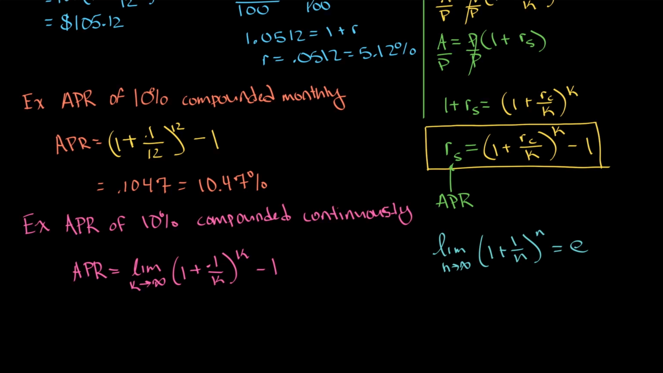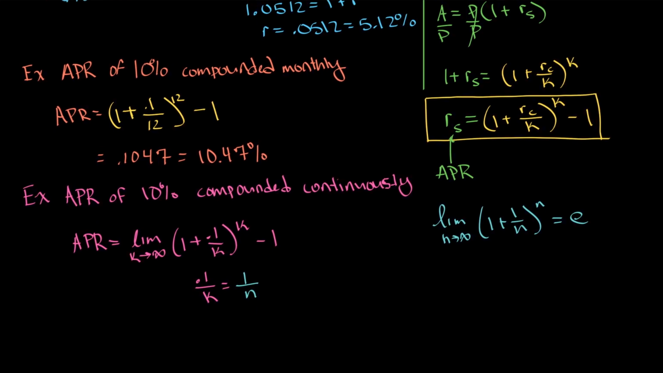So how do we do that? Well, we can make a substitution. Let's say that 0.1 over k is equal to 1 over n. And we can make this substitution here, checking our limits. As k goes to infinity, this will go to 0. And as n goes to infinity, this will also go to 0. So we can make that substitution and still say that the limit as n goes to infinity is good. So we now have the limit as n goes to infinity of 1 plus 1 over n, making that substitution.